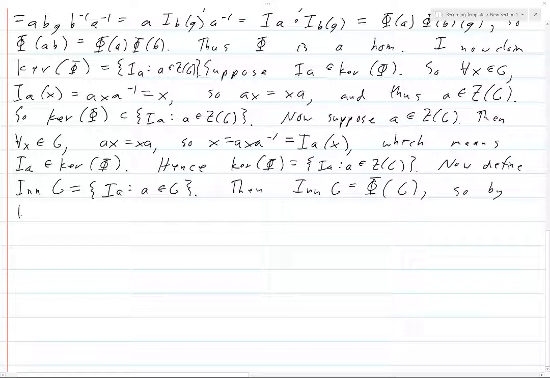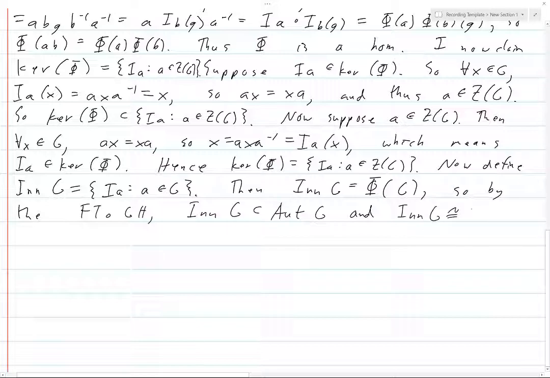So by the fundamental theorem of group homomorphisms, Inn(G) is a subset of the automorphism group on G. And also we have Inn(G) is isomorphic to G mod Z(G). Why does all of this hold? This holds because capital Phi is a homomorphism, Inn(G) is the image, and Z(G) is the kernel. Let's see here, is this the last page? No.